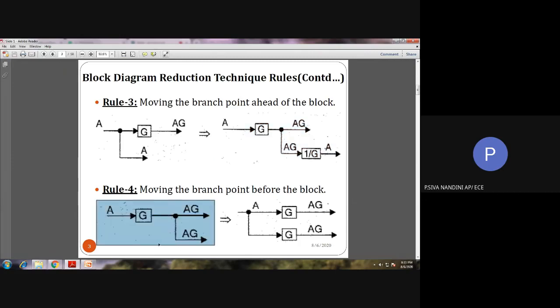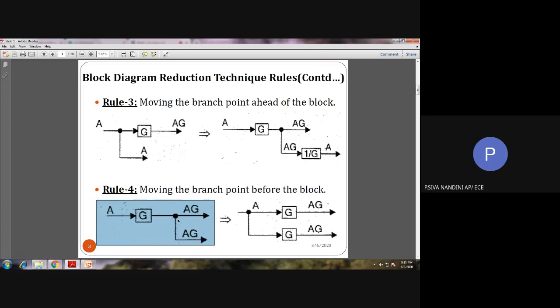Next we shall see rule number 4. In this rule number 4 also we have a block G, the input is given as A and the output obtained will be AG. Suppose here we have a branch point. Here the branch point represents the signal AG. This branch point signal AG may be given to some other block available. If you want to move this branch point before this block G, then what do we have to do?